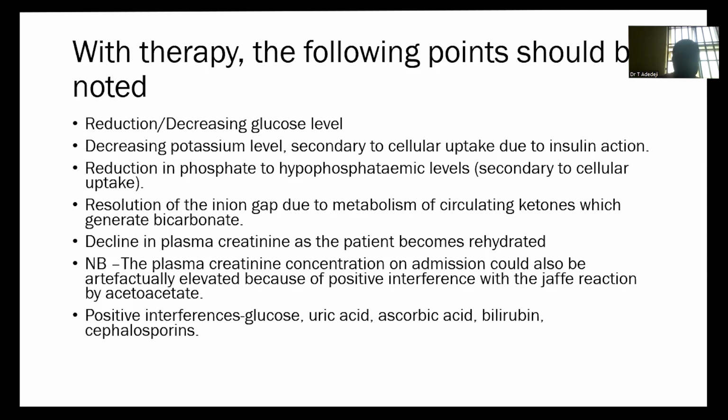Now, we have to note that the plasma creatinine in this patient will also be artificially increased at admission because of possible positive interference by acetoacetate, except if the method being used has overcome that positive interference. There are other stated positive interfering substances there, uric acid, ascorbic acid, and the like.